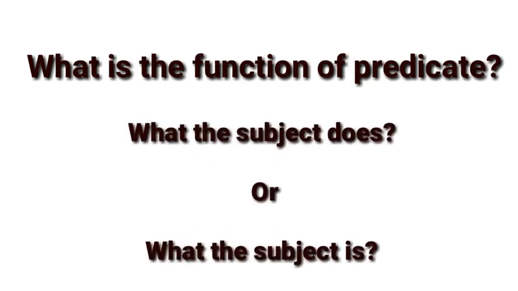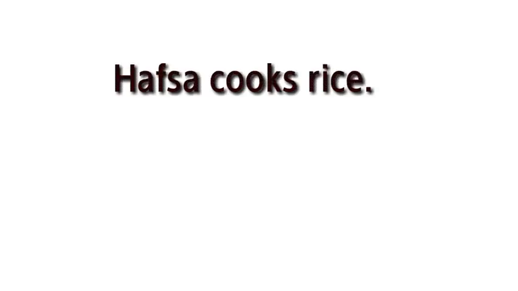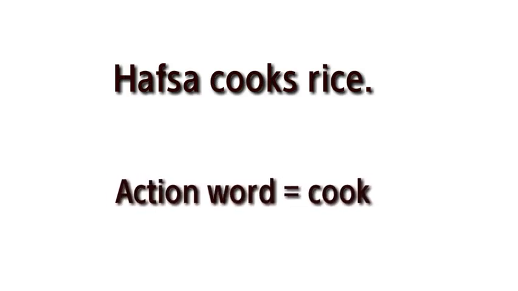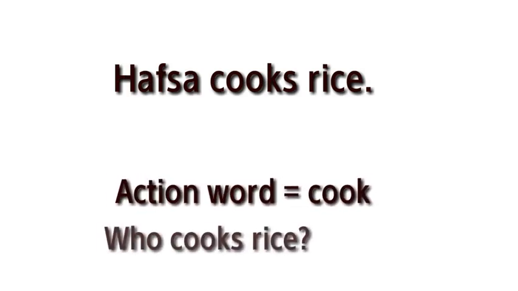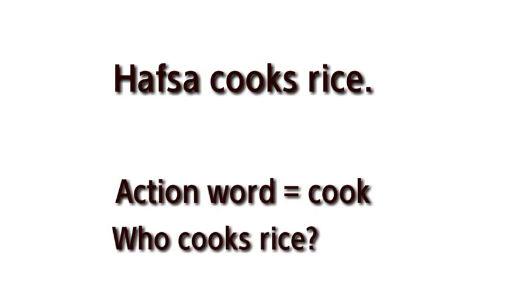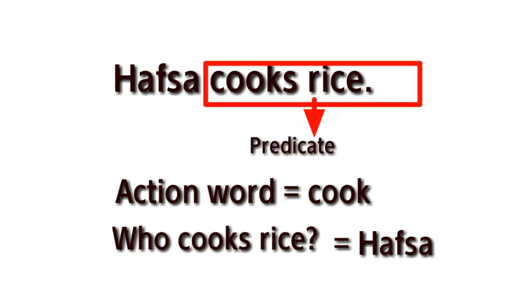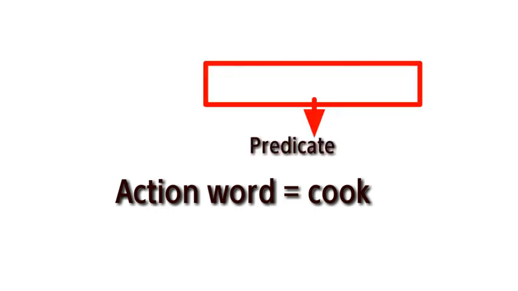For example, jis tarah humne pehle sentences mein samajhne ki koshish ki, Hafsa cooks rice. So what is the action verb? That is cook. Who cooks rice? Chawal kon pakati hai? So Hafsa chawal pakati hai. Hafsa is the subject of this sentence. So without Hafsa, the rest part of the sentence, cook rice, that is predicate.